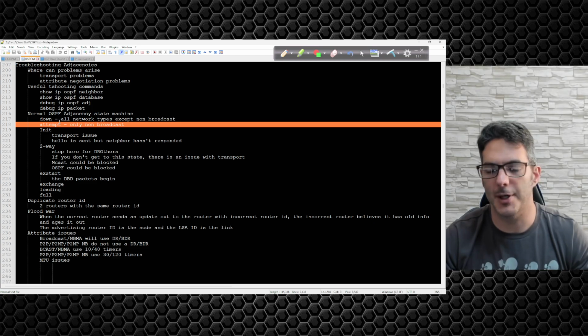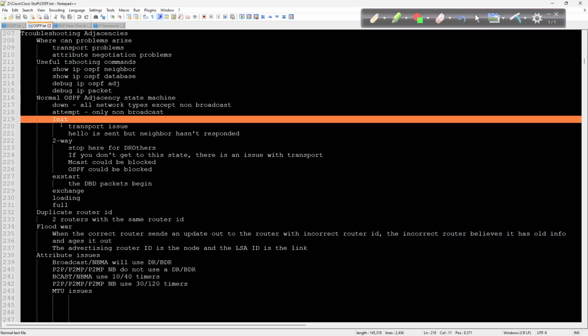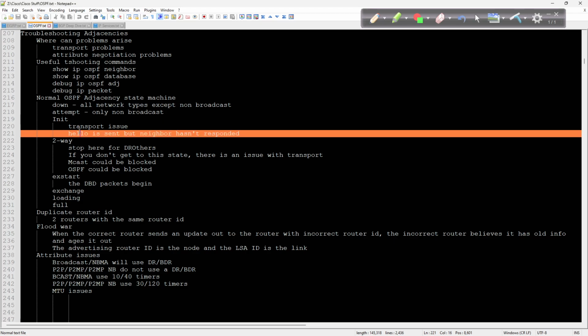RIP does it too, but those are just some of the cases that I wanted to point out. So we're not going to be dealing with the temp at all. So it's going to be strictly broadcast only capable interfaces, medias, meaning multicast is supported. Init is a transport issue. So hello is sent, but neighbor hasn't responded to it. This could be a number of different things.